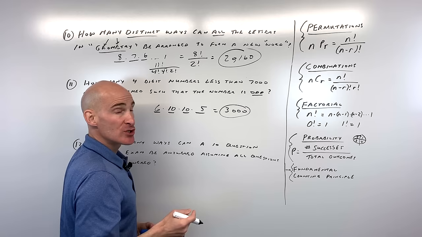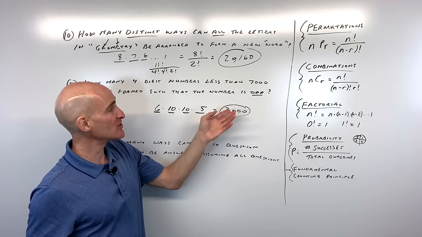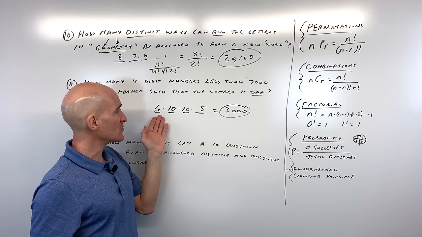You probably could just figure that out on your own. You could say, well, from 1,000 to 7,000, that's 6,000 numbers. Half of them are odd, so 3,000. But sometimes the problems are a little bit more complicated, so I wanted to show you this process of using the fundamental counting principle.